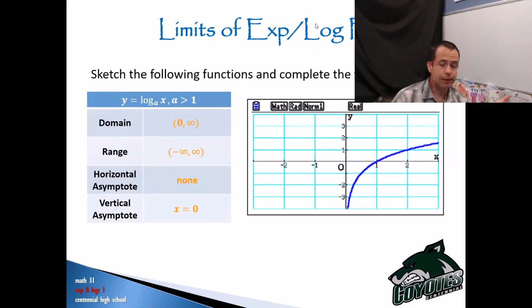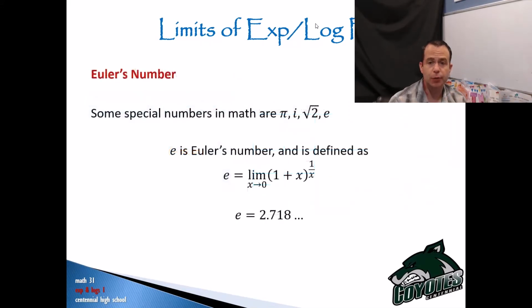Okay, so now we also want to introduce Euler's number. Now we talked very briefly about Euler's number in 30-1. We didn't do a whole lot with it, but we have some special numbers in maths. There's special irrational numbers like pi. i is actually not an irrational. That's not in this list. It's an unreal number, but that's a conversation for another day. √2 and e. e is Euler's number.